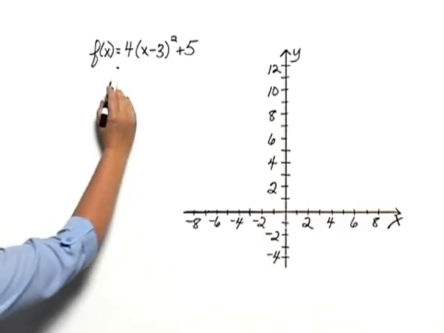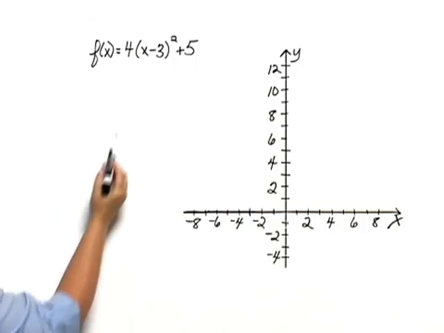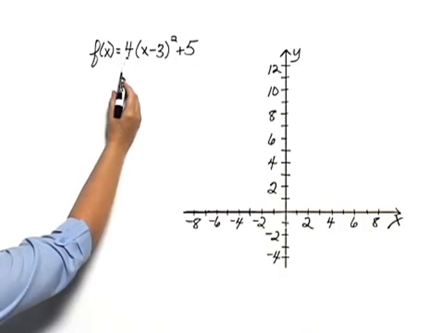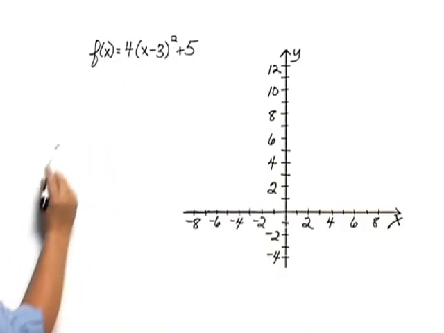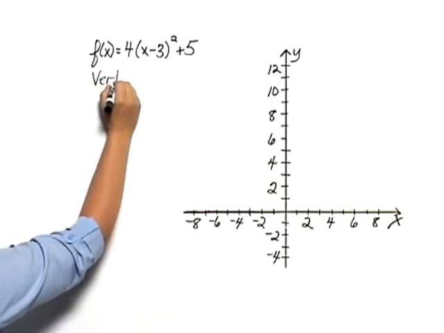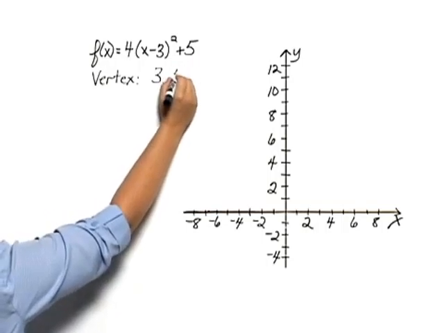We have a quadratic function, so the graph is going to be a parabola. We can tell by looking at the 4, since it's positive, that it will open up. And we can tell by the way that it's written, since it's in the form where the square has already been completed, that the vertex will be (3, 5).